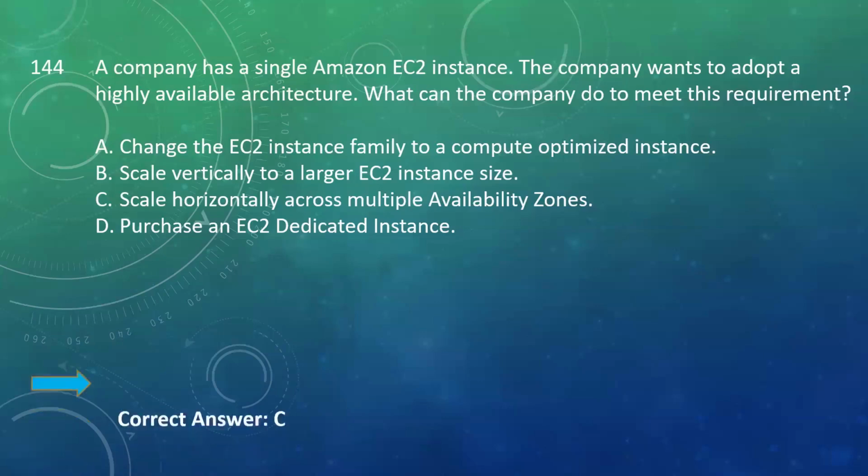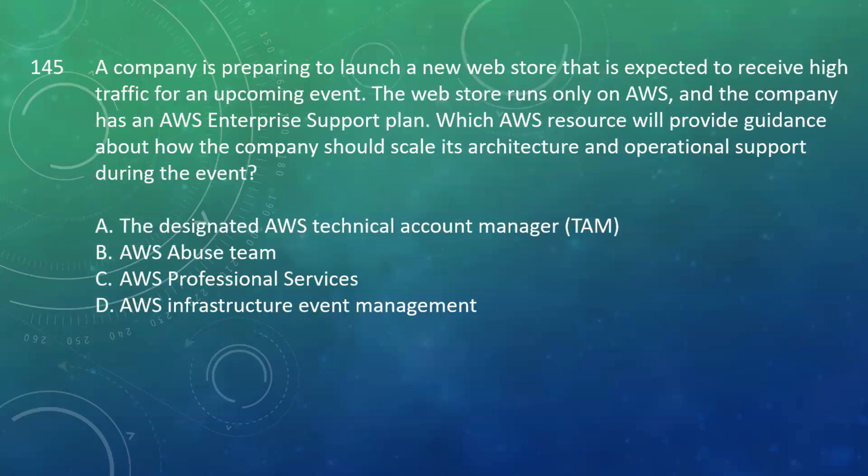Now, purchasing an EC2 dedicated instance doesn't provide you high availability because you just have a dedicated instance, but the instance is still one. So if the instance goes down, you don't have anything as a backup, which means option D is again incorrect. Let's move to question 145 of the series.